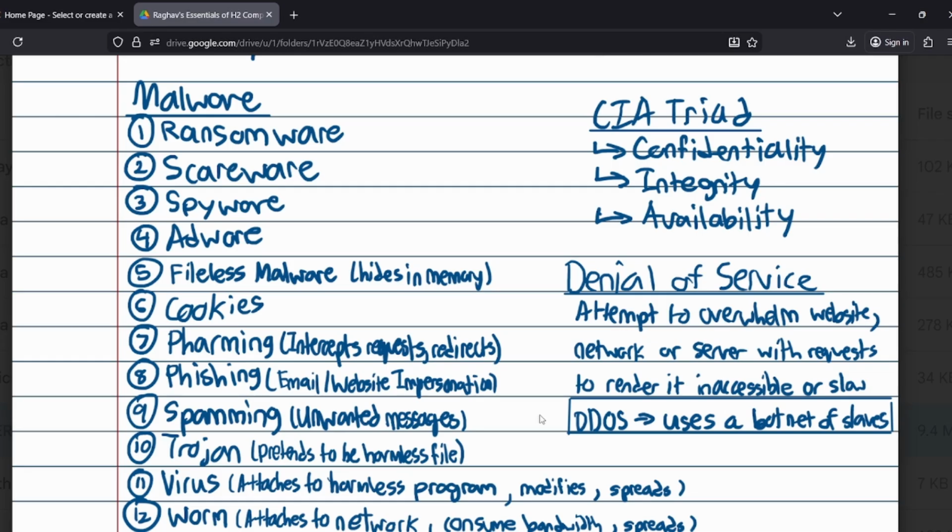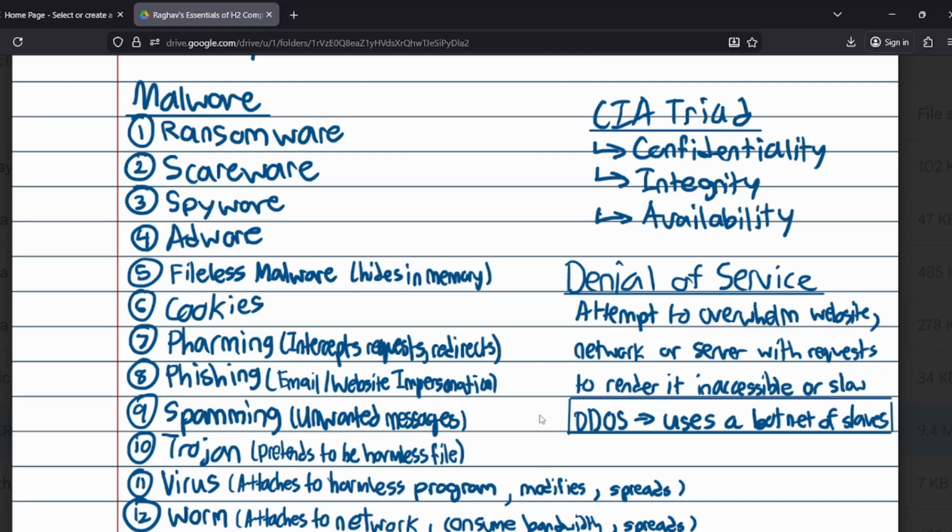Then we have fileless malware, which is more interesting because it hides in memory. I'm sure my reverse engineering friends would probably hate this as well. Cookies. Then we have pharming and phishing. Pharming intercepts requests and redirects them. So for example, if you go to youtube.com, it'll snipe you and bring you somewhere else instead. Then phishing is like those emails where it's like, yo, click here for free $1, and then you click on it and you just get scammed.